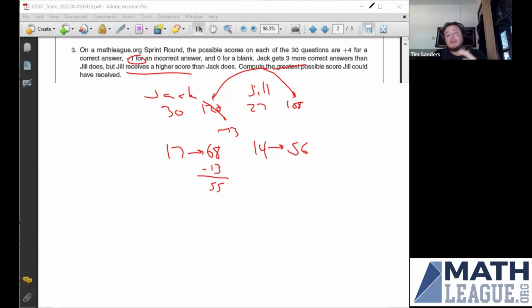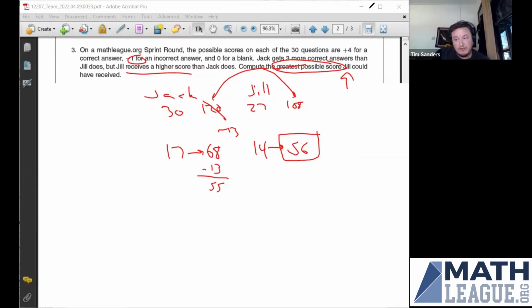Now, one of the things I like to check here is, are we answering the correct question? What's the greatest possible score Jill could have received? And of course, Jill's score over here is 56. So the idea is, could Jill get anything higher than a 56? In order to get higher than a 56, she's going to need more than 14 questions right.